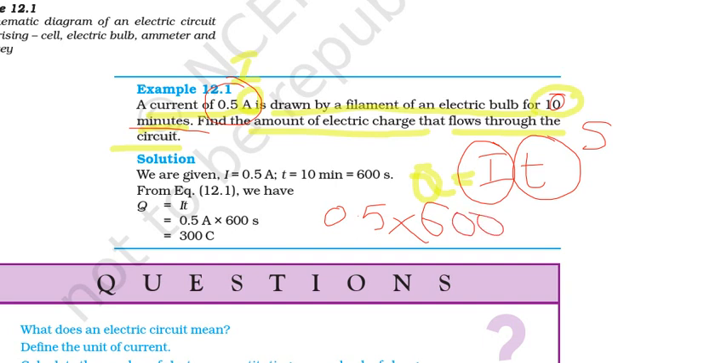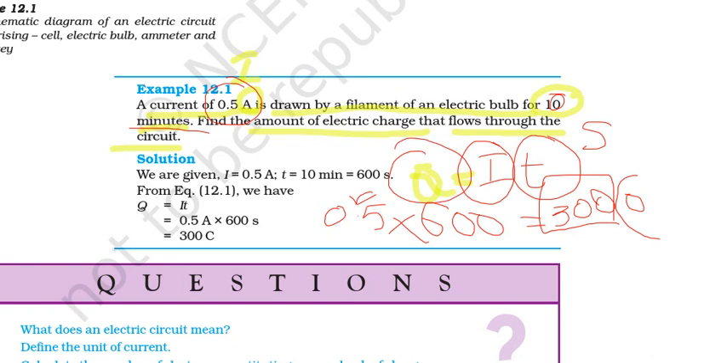How much will you get? 5 sixes are 30, and here how many zeros are there? Two zeros, right? But there is a decimal point after one digit, so remove the last zero. So your answer is 300. The charge unit is coulombs, so 300 C is your answer.